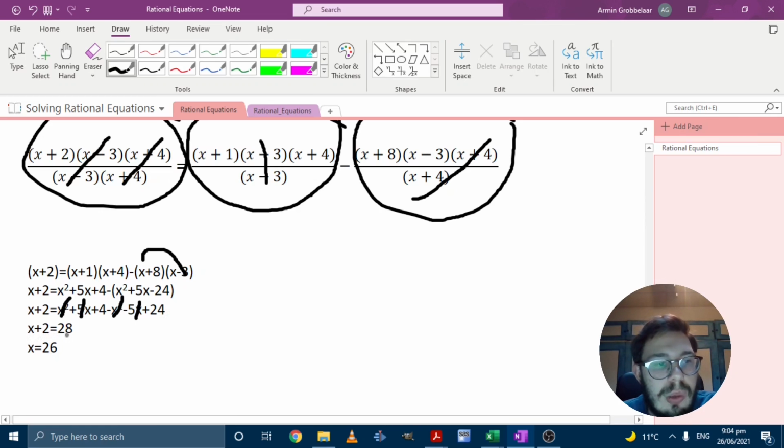so x plus 2 is equal to 28, and then we just subtract the 2 on the left hand side and subtract the 2 on the right hand side. So our final answer is x is equal to 26.